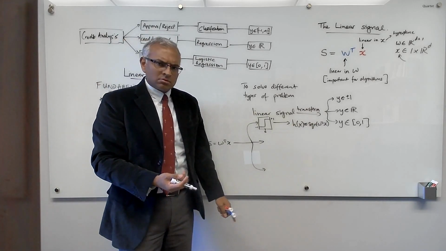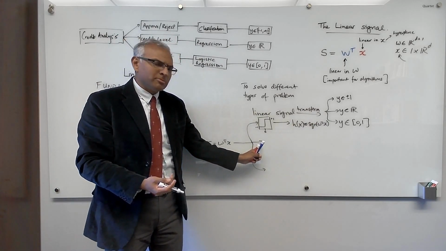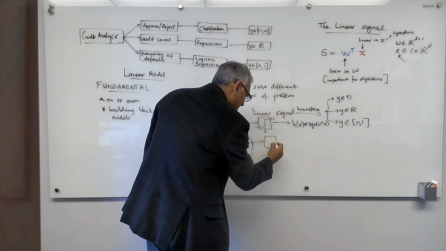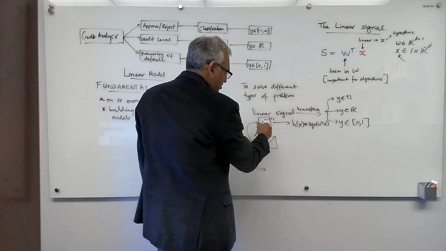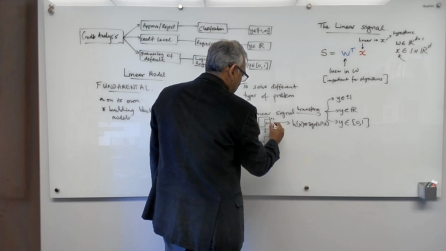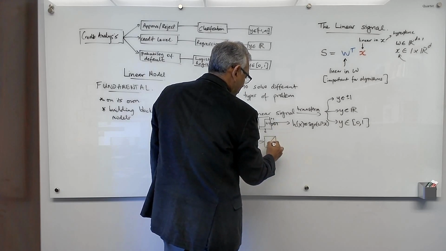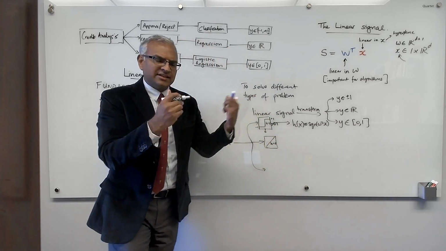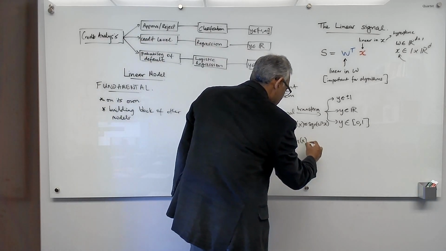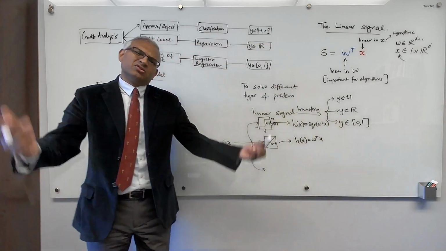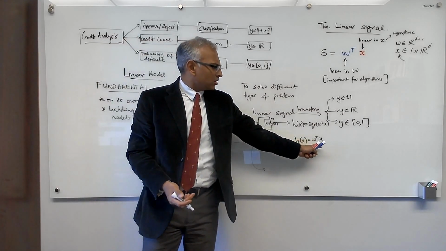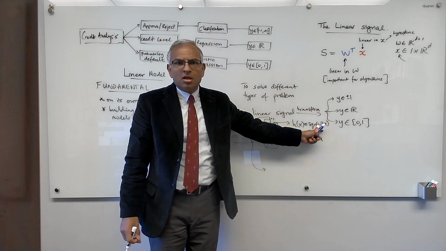If you transform it using the identity transformation, this is the transformation h equals sign of S, and this is the transformation h equals S. So it's just the identity transformation. You take the signal and pass it through the identity transformation, you get h of x equals W transpose X, and that's a real number. So you don't have to do anything to the linear signal if all you want is a real number. This is the linear model for regression. The perceptron is the linear model for classification.